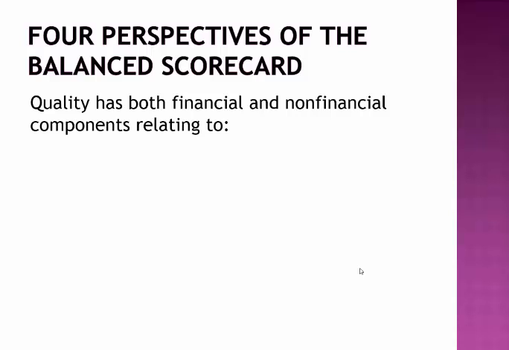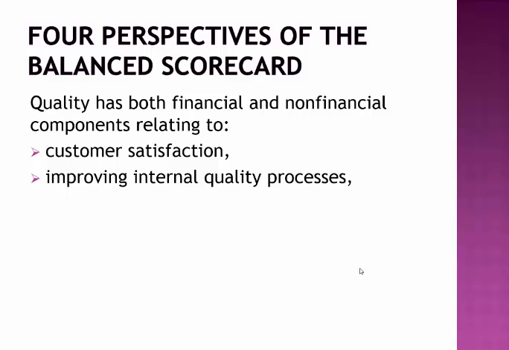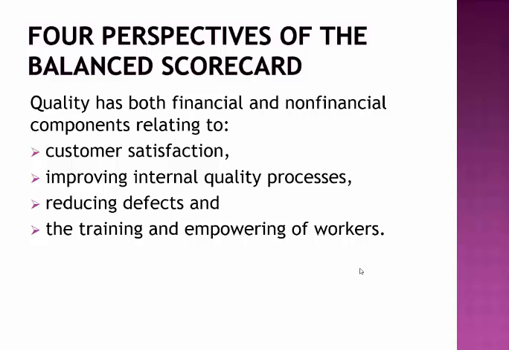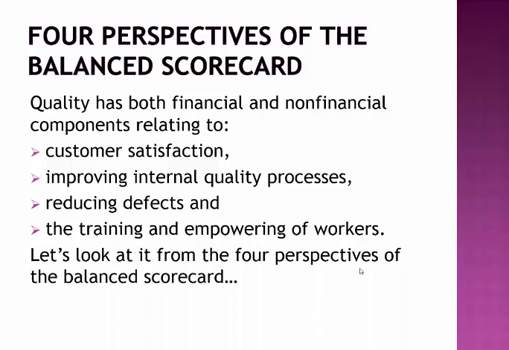So we can count, for example, the number of customer complaints. We can count, for example, the number of defective products that were returned in a period. Things like that. So customer satisfaction, improving internal quality processes, reducing defects, and the training and empowering of workers. These all have to do with those 4 distinct areas of the balanced scorecard. Some are financial, some are internal processes, etc.